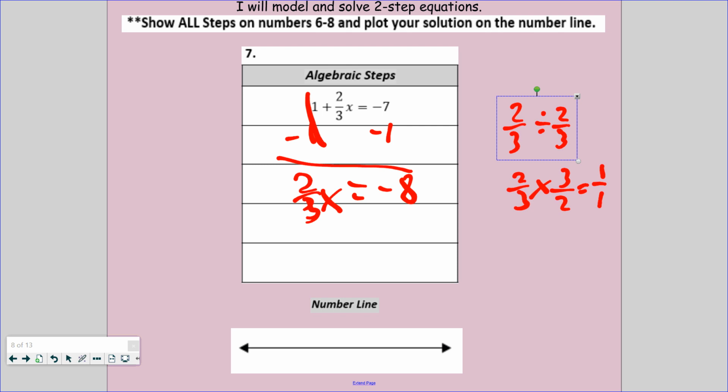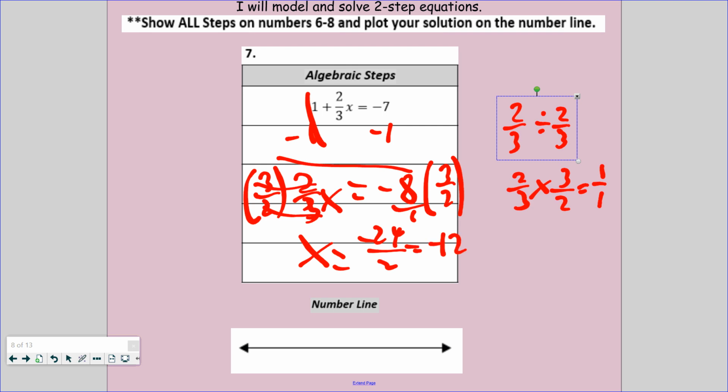What is the reciprocal of 2/3? 3/2. Would this cancel out? Yes. 6/6 is one whole. That would cancel out. So let's balance it on the other side. So you're multiplying by its reciprocal. So it cancels out. X equals -24 over 2 is -12. So x equals -12. Let's graph this. Open dot or closed dot for -12?